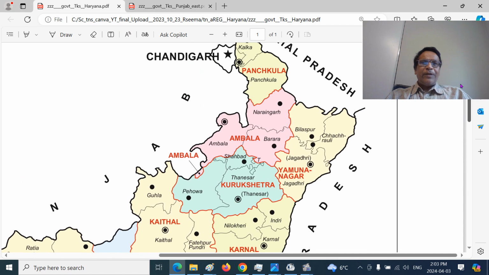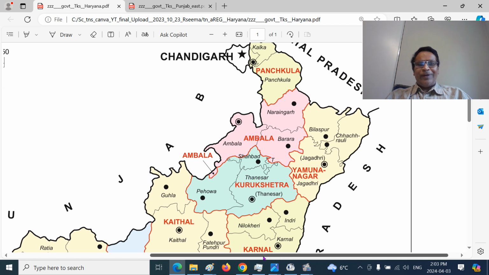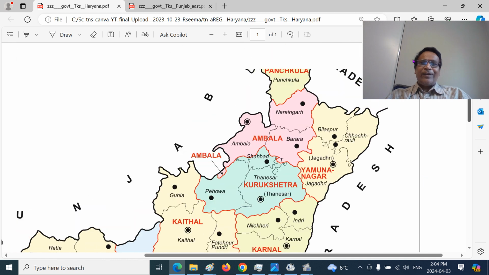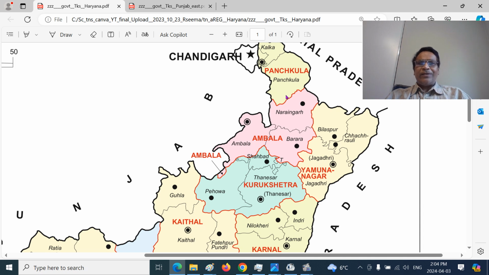Remember, the Ghaggar river flows almost along the border of the 1966 bifurcation of bilingual Punjab, between the Punjabi-speaking and the Haryanvi or Hindi-speaking territories. So all these areas. This is of course the Sivaliks, the sub-mountain, that is the Piedmont region or Chandigarh Cholands. Then you have the Saraswati plains.